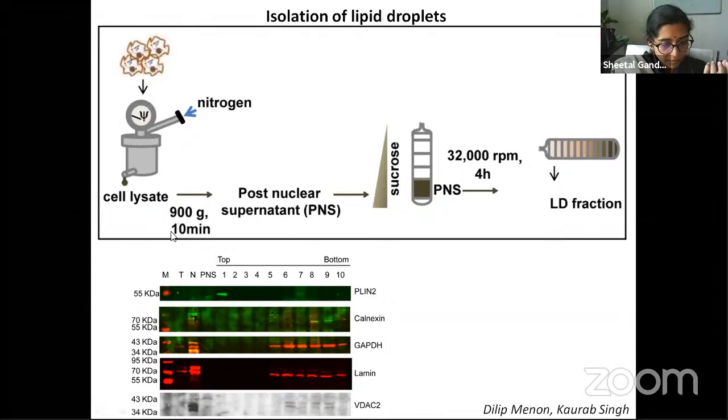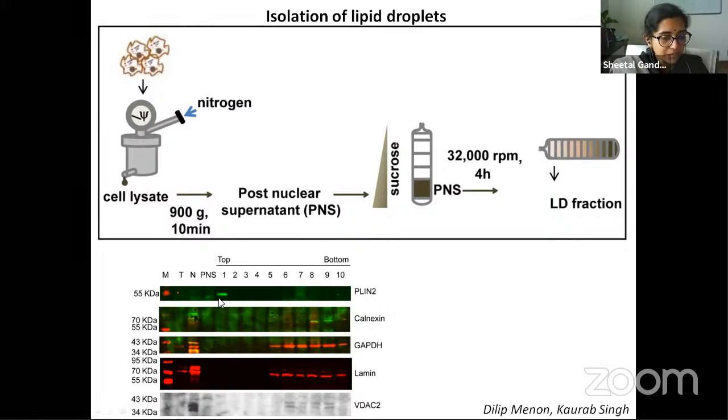Across all of these, if you go from top to bottom, are basically markers of different subcellular compartments. So calnexin is a marker for the endoplasmic reticulum. CAPTH is a marker for the cytosol. Lamin is a nuclear marker. And VDAC2 is a mitochondrial marker.